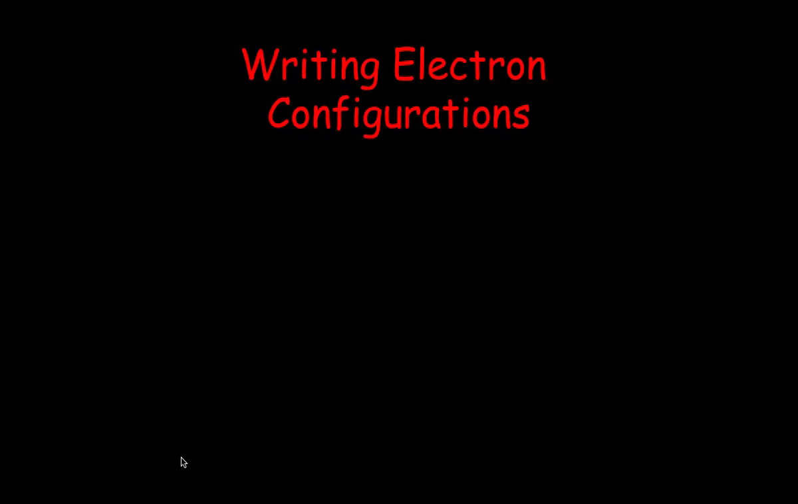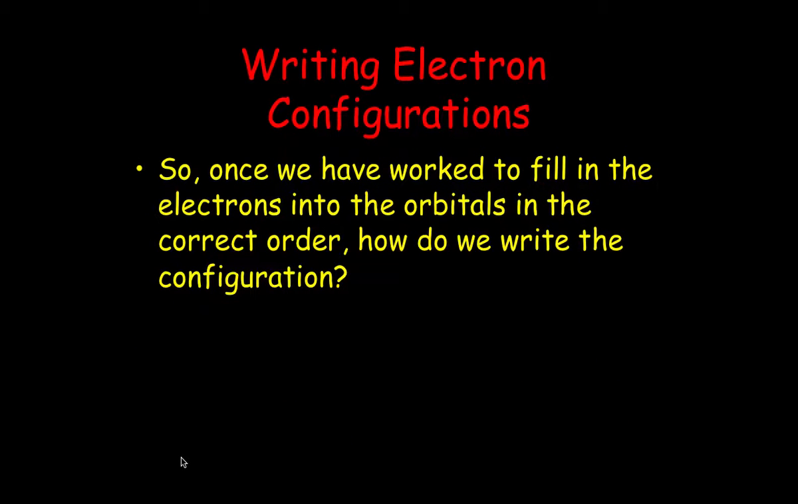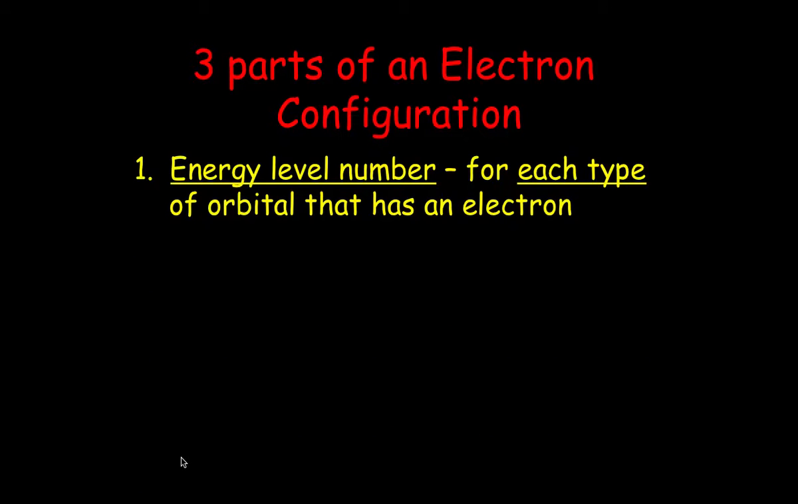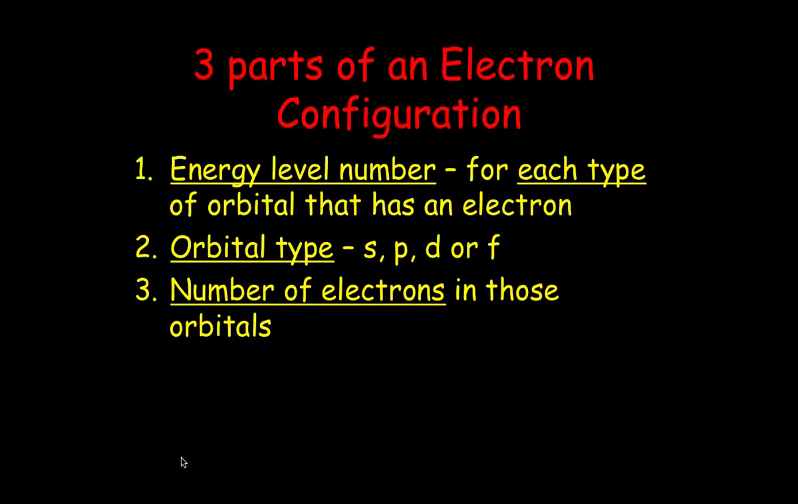So the last little bit we need to do is actually write our electron configurations. How do we write the actual electron configuration? Not only do we place electrons in the orbitals, but we also need to write the electron configuration out. When we write an electron configuration, we need 3 different parts. We need the energy level number, and this is for each type of orbital that has an electron. So for s and p, for instance, I would put a number in front of both of those. The orbital type, whether it's s, p, d, or f, and the number of electrons in those orbitals.